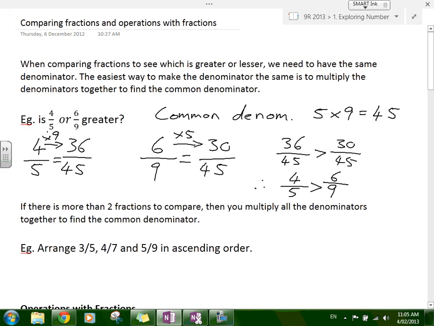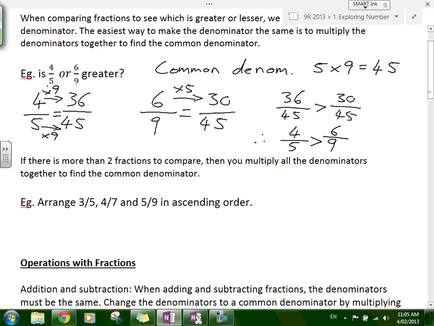Yes, ma'am. Yeah, because if we times the bottom by 9, then we also have to times the top by 9. We're not changing the value, we're just changing the way it's written. Make sense? Good. Sometimes we can get a lower common denominator, but in this case this is the easiest way.